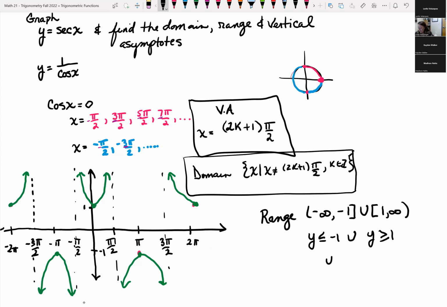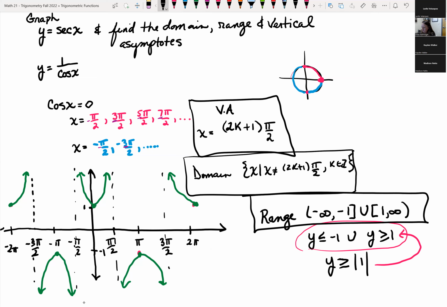Or you could technically write this as y is greater than or equal to the absolute value of 1. Basically, to drop our absolute value of an inequality when it's greater than or equal to, you would rewrite your inequality like what we have up here above. So just kind of a review on different notations. So that's how we're going to graph secant of x.